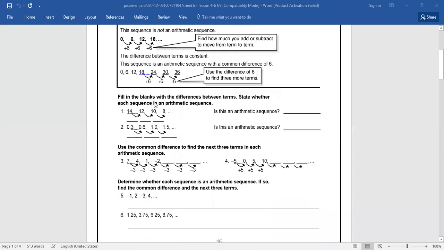We want to solve the next question. Fill in the blanks with the difference between terms, and state whether each sequence is an arithmetic sequence. If you want to answer the question, please raise your hand.